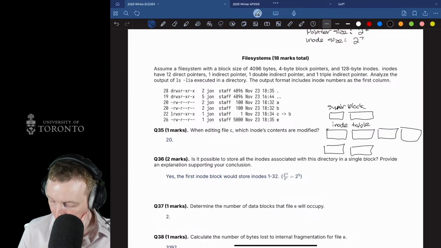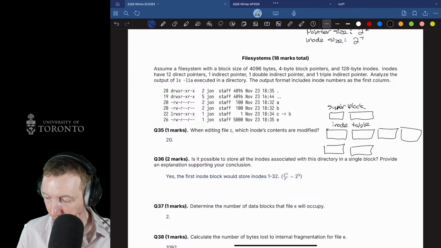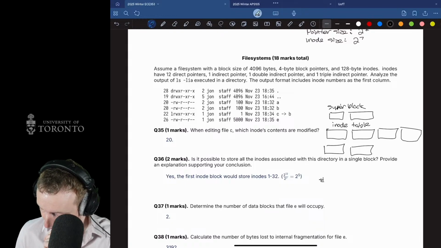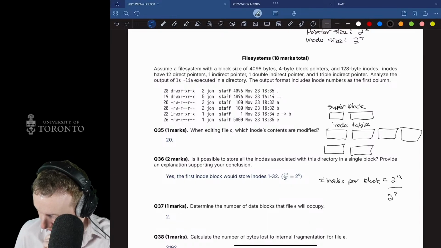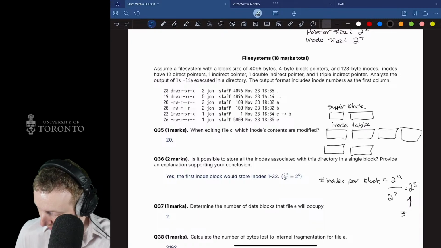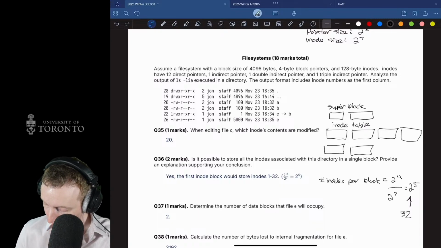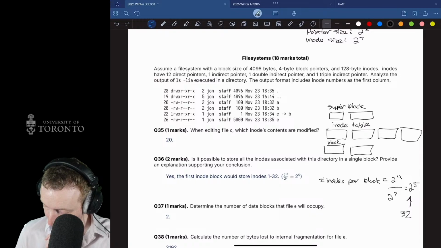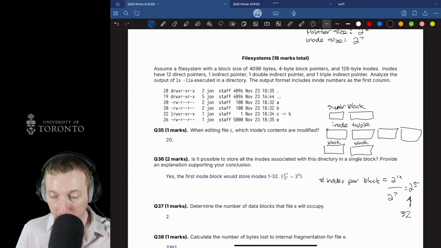And if we want to figure out how many inodes we can store on a single block, this doesn't say how many inodes are available on our disk, right? So the number of inodes per block is just our block size, which is 2 to the 12, divided by our inode size, which is 2 to the 7, which is 2 to the 5. That's the only power of 2 I really remember other than 2 to the 10. It's just 32. So in our inode table, each block, so these little things I drew are blocks, would be able to store 32 inodes.